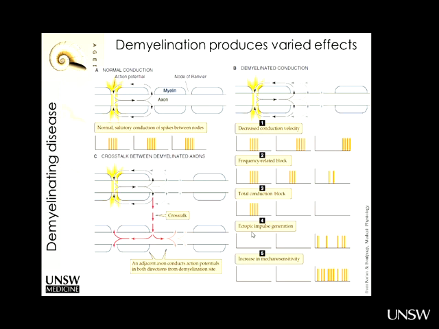And in a very severe case, you can have ectopic impulse generation, where there's no stimulus, but your axons are firing randomly. It can be very uncomfortable. And increased mechanosensitivity, which means if someone touches you or you bump into an object, it can initiate action potentials more easily than normal. Diagram C also shows another possibility of the impulse jumping from one axon to another, and it's called crosstalk.